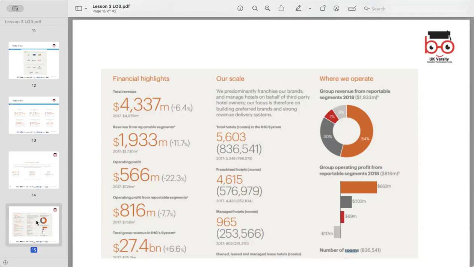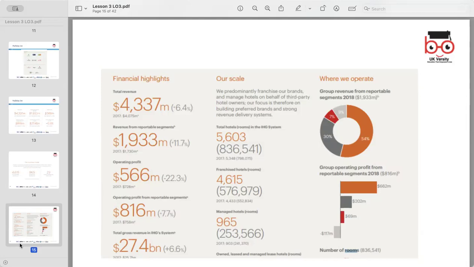So if you look at financial highlights, total revenue, Holidayne total revenue is 4,337 million dollars, marking a decrease of 6.4% compared to the previous year's revenue of 4,075 million. So revenue from reportable segments, again, 1,933 million, reflecting a decline of 11.7% compared to the previous year's revenue of 1,730 million. Operating profit, which is 566 million, showing a decrease of 22.3%.